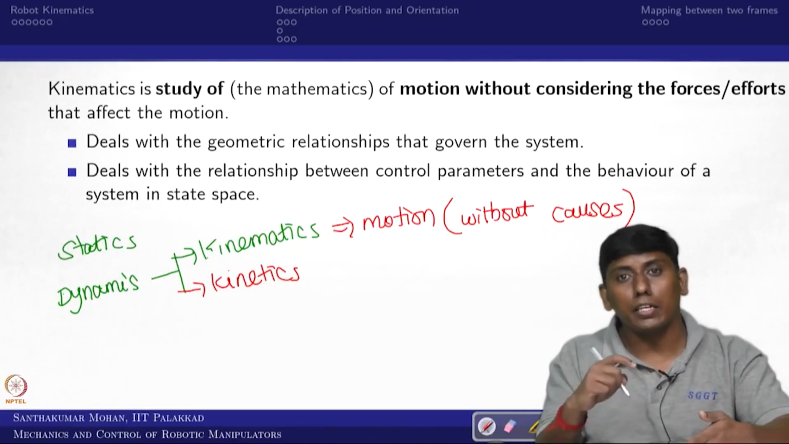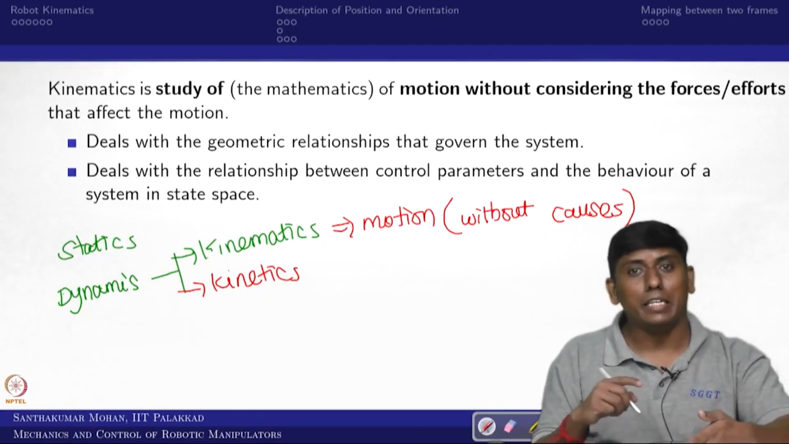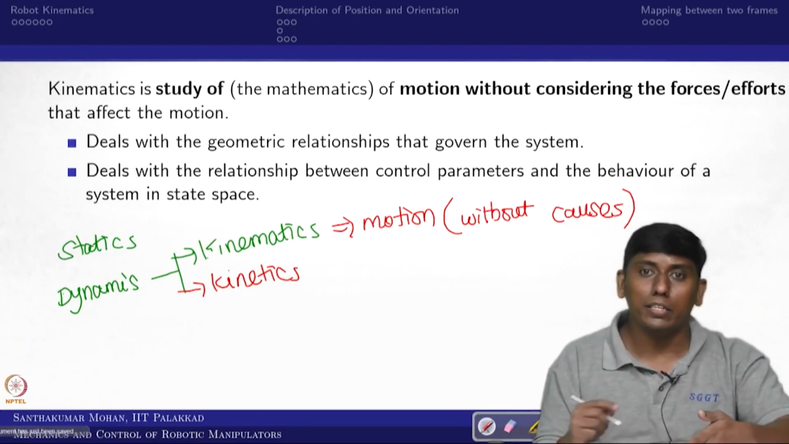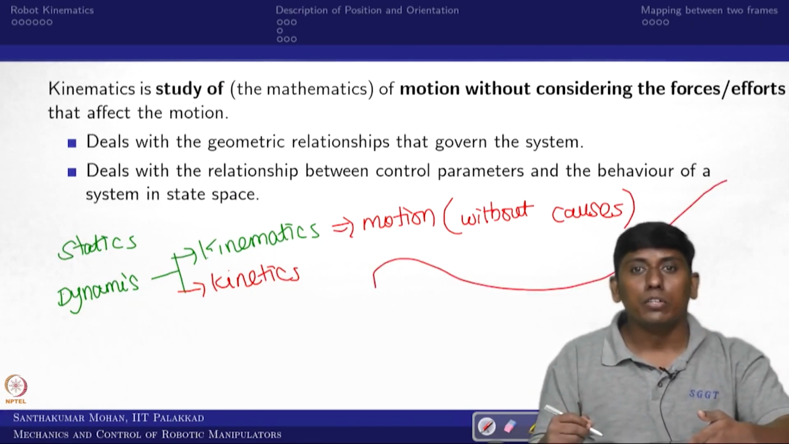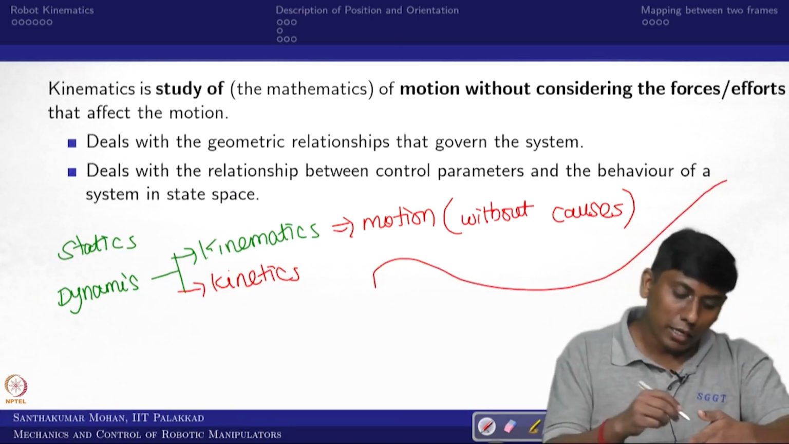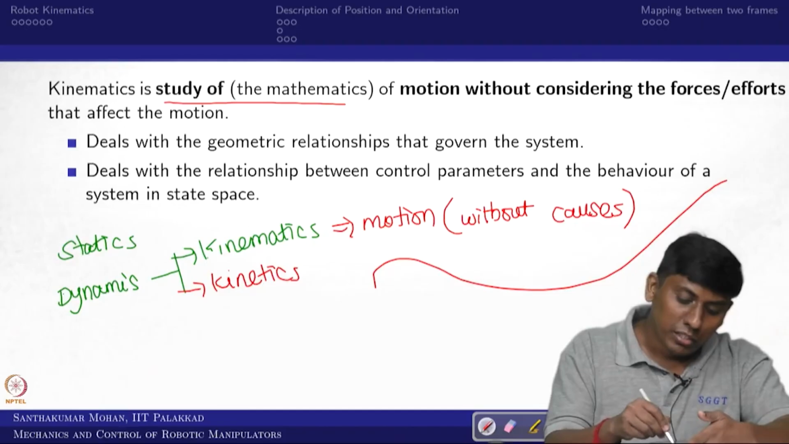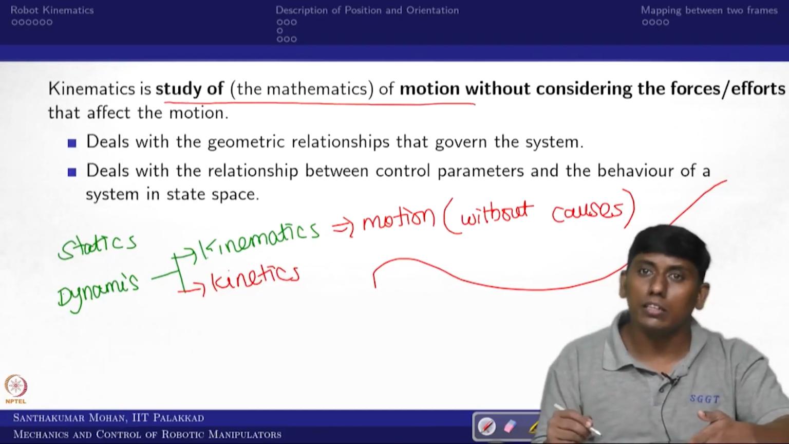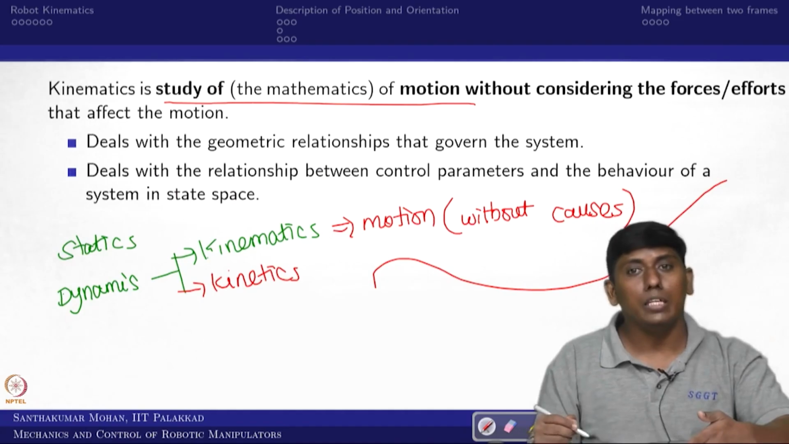Imagine that you are tracking only the ball. Who is hitting, which way they are hitting, and how much force they are applying are all immaterial. You are just seeing how the ball is moving, right? So what one can see is that kinematics is also part of mathematics, but what we are trying to study is motion without considering the forces or efforts that affect the motion. That is what I said, without the causes.